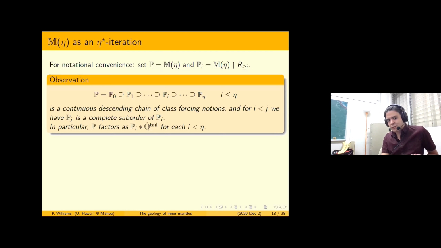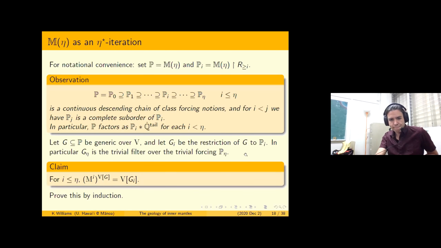And so this is the sense in which it's an eta star iteration, because of course, complete suborders are exactly like the things that are the first term in an iteration. Okay. And so what's our strategy then? Let's say we take a generic over this forcing. We can do the restriction of the generic to these suborders PI, we'll call it GI. So in particular, G eta is the trivial filter over the trivial forcing P eta, because nothing has index greater than or equal to eta. The indices are less than eta.